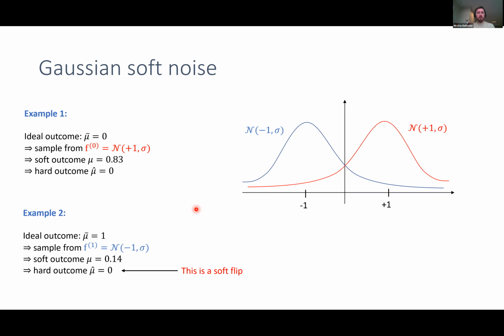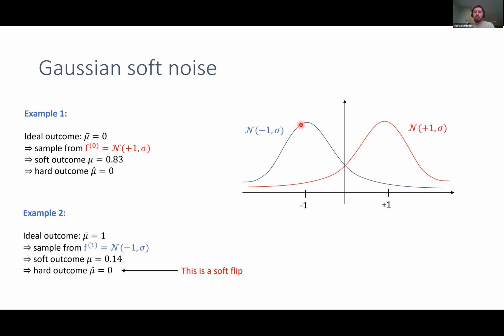The model we consider in our simulation is Gaussian noise, one-dimensional Gaussian noise, but it works in any dimension. So we consider an ideal outcome, 0 or 1, or plus 1 or minus 1. And based on this ideal outcome, we will sample from F0 or F1. So if we have an outcome 0, we will sample from this red distribution, a Gaussian centered in plus 1. And we will get a soft outcome, which is likely close to plus 1. If we get something like 0.83, for instance, the hard outcome is going to be mapped onto 0, which corresponds to the red distribution, because it's close to plus 1. It's a trivial outcome.